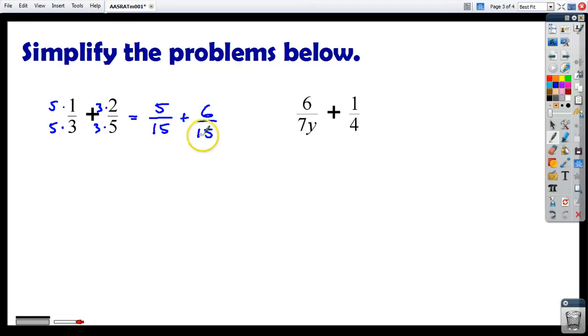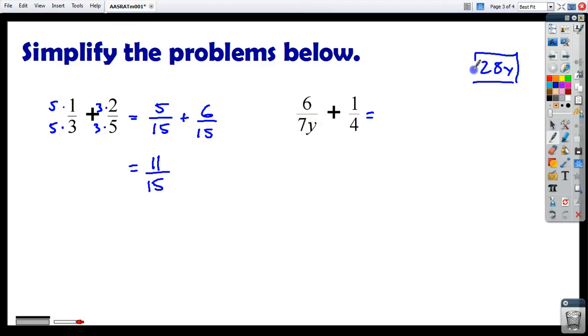And now that they have the same denominator, they're both in units of 15ths, we can then add them. 5 plus 6, 11 over 15. We see if we can reduce it, but in this case, no, we can't. So the same thing applies to rational expressions. We want to see what is our least common denominator. Well, with the numbers 7 and 4, I'm thinking 28, but then this one has a factor of y. So the only difference here is that our LCD, instead of just being a number, is going to be 28y.